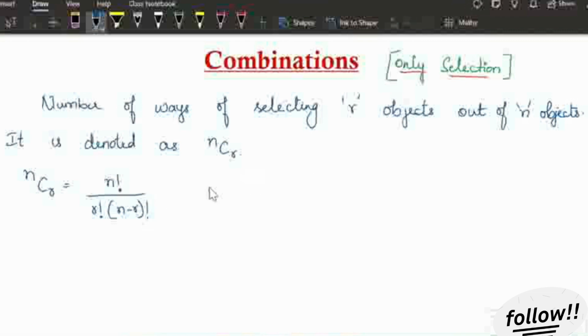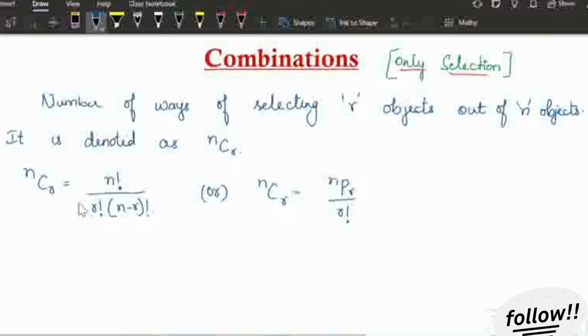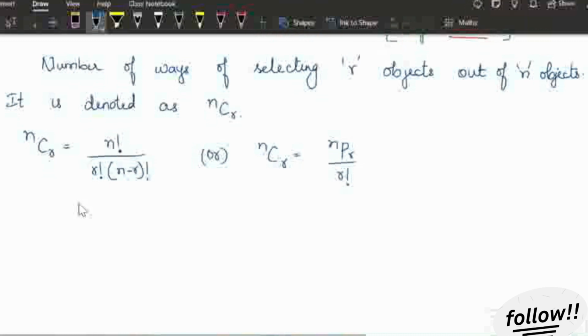So you can also write nCr as nPr divided by r factorial, because n factorial by (n minus r) factorial is nothing but nPr. You are dividing it by r factorial to get the number of combinations that are possible. So how to simplify? Let us see a few examples.